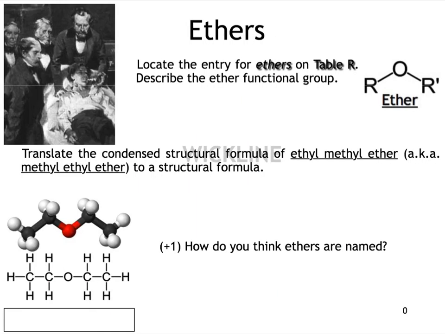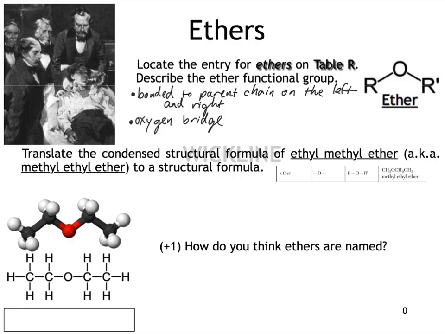All right, ethers. Let me show you ethers on table R. So here they are. It's basically just going to say RO, R prime, and here's our example, but we'll do that later. For now, let's just describe this functional group. It has a parent on the left and a parent on the right, and in the middle it has this oxygen bridge. That's what I call it anyway. So let's take the condensed structural formula they're offering us and translate that into a structural formula. So here's the CH3.